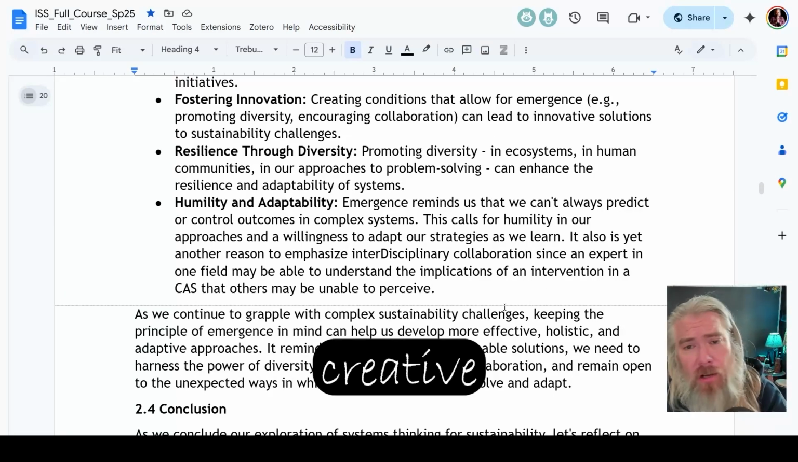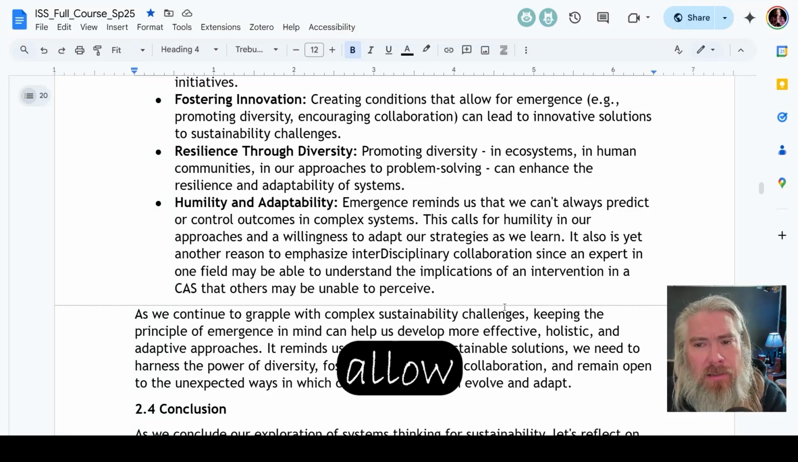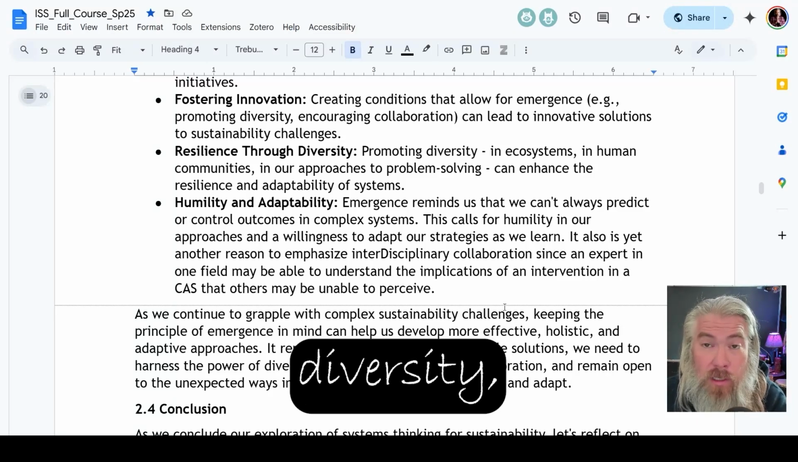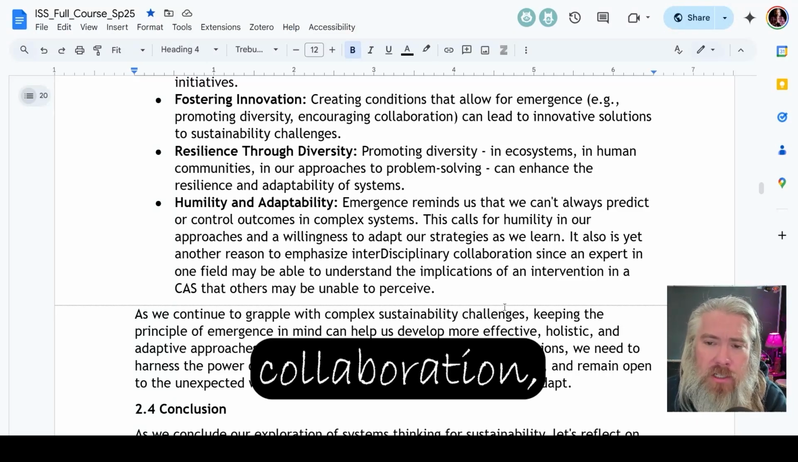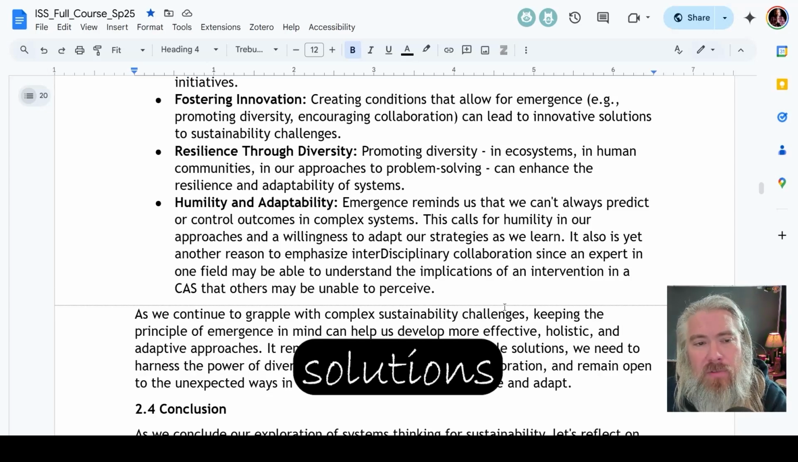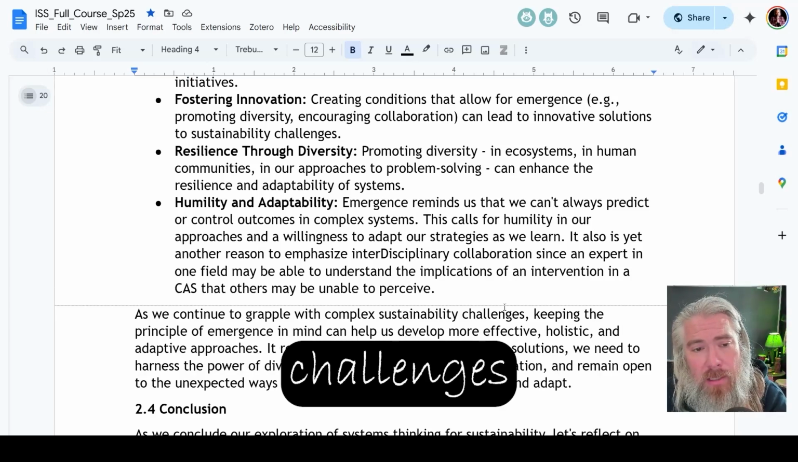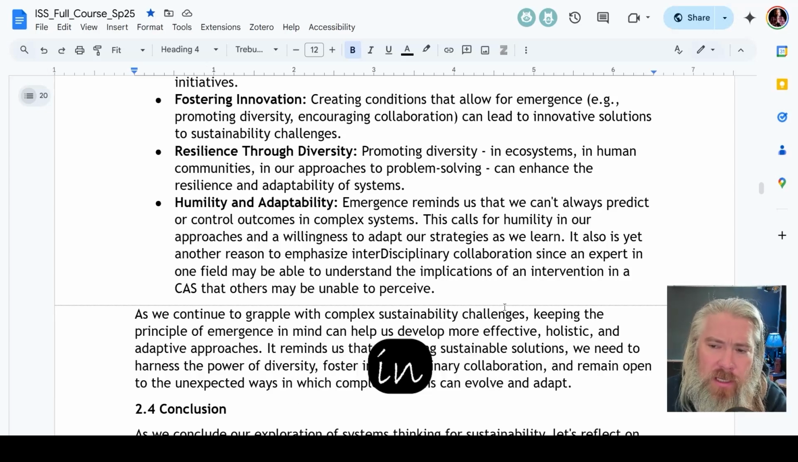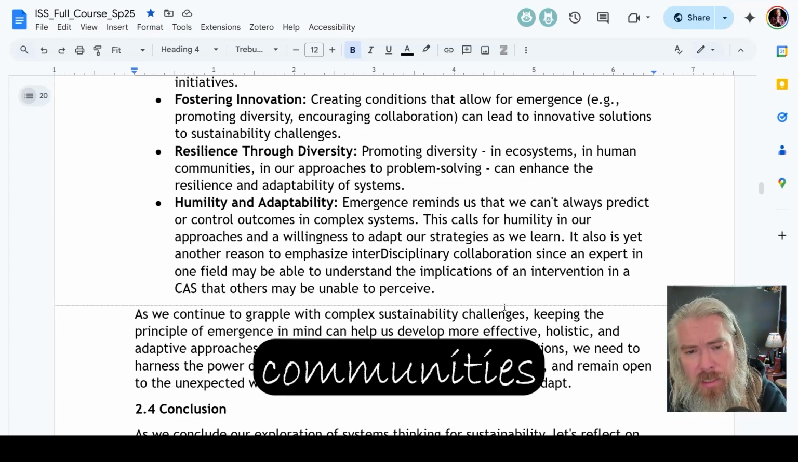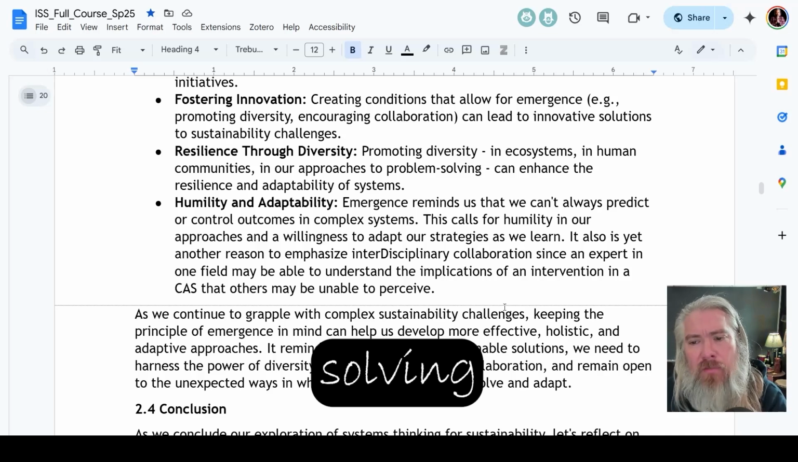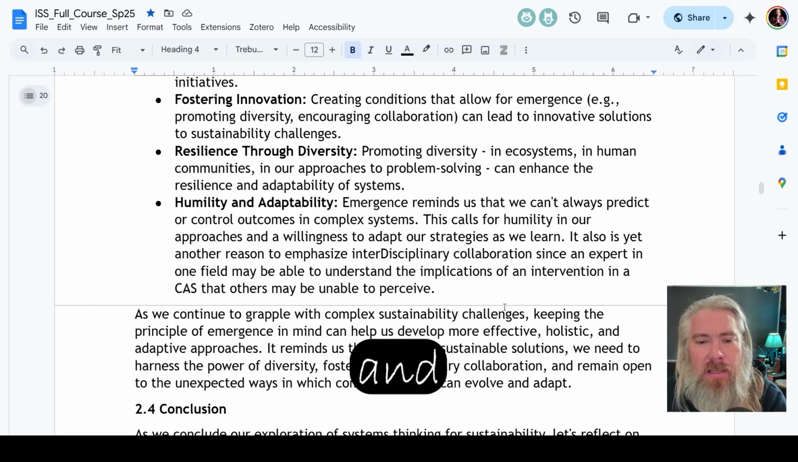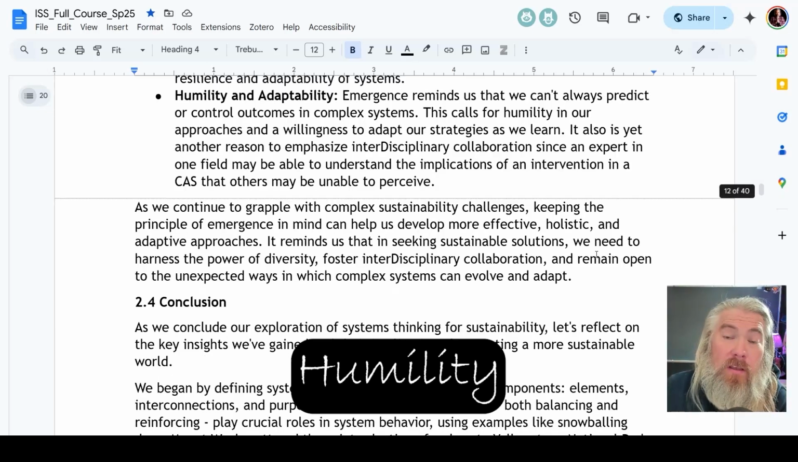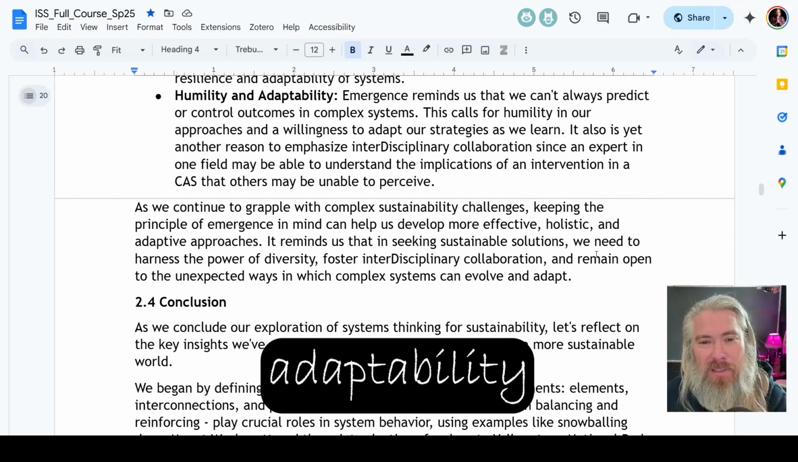Fostering innovation. Now, creating conditions that allow for emergence, such as promoting diversity, encouraging collaboration, etc., can lead to innovative solutions to sustainability challenges. And resilience through diversity. Promoting diversity in ecosystems and human communities and in our approaches to problem solving can enhance the resilience and adaptability of systems.